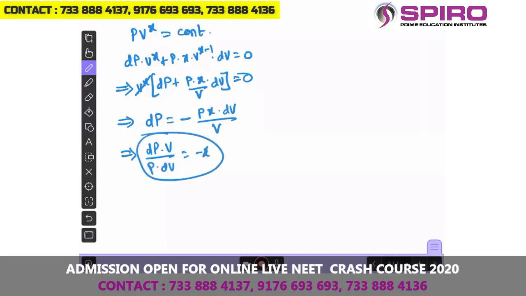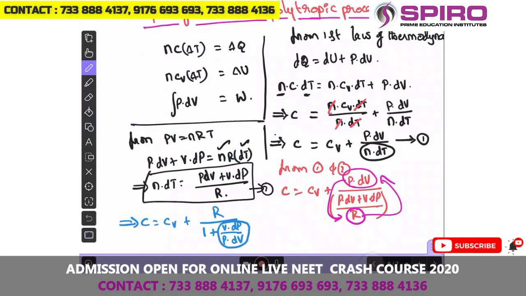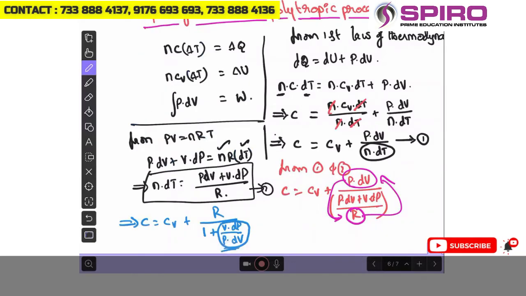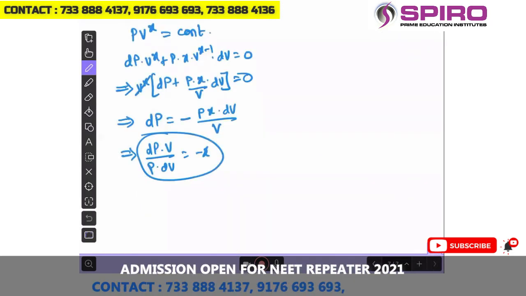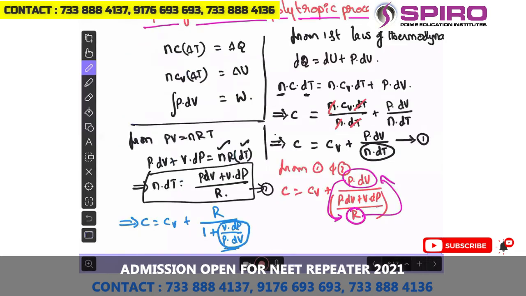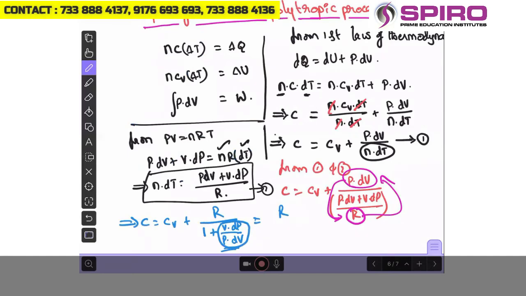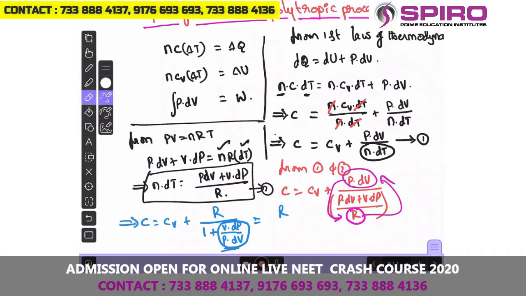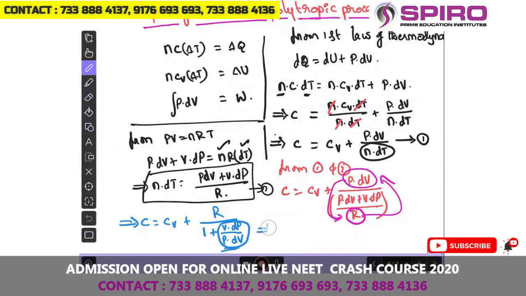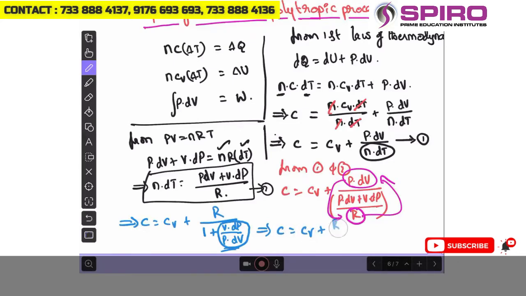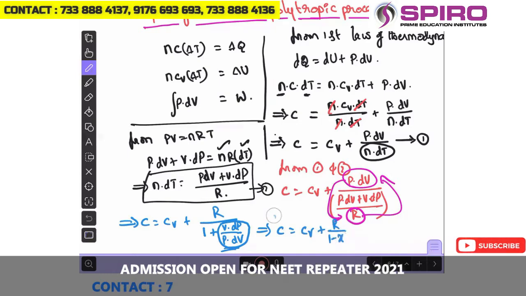So this expression we can substitute in the previous equation here. V dP divided by P dV will be minus x. You just substitute minus x. So this becomes R by 1 minus x. So now C can be written as C is equal to Cv plus R by 1 minus x.